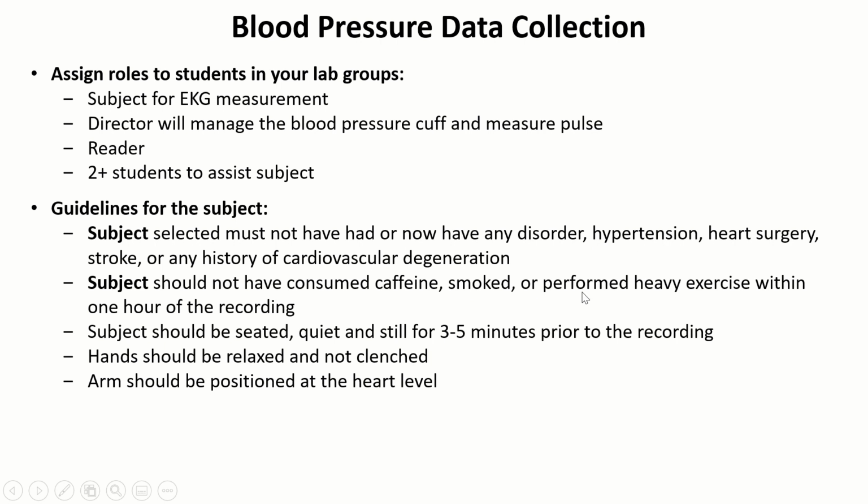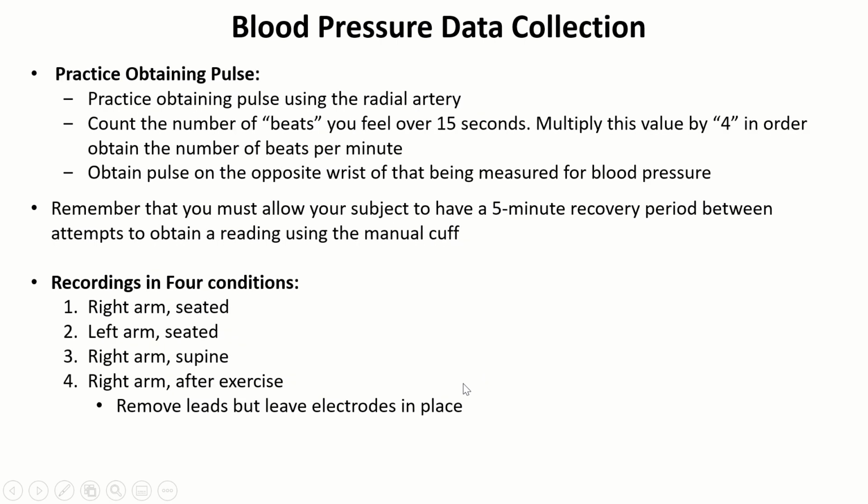Much like what we see with the EKG measurement, have them seated and still for 3 to 5 minutes prior to the recording. Their hands should be relaxed and not clenched, and during measurements, the arm should be positioned at the heart level. Sometimes this requires the use of a textbook or a pillow to elevate the arm where it needs to be. The first thing you should do is practice obtaining a pulse using the radial artery.